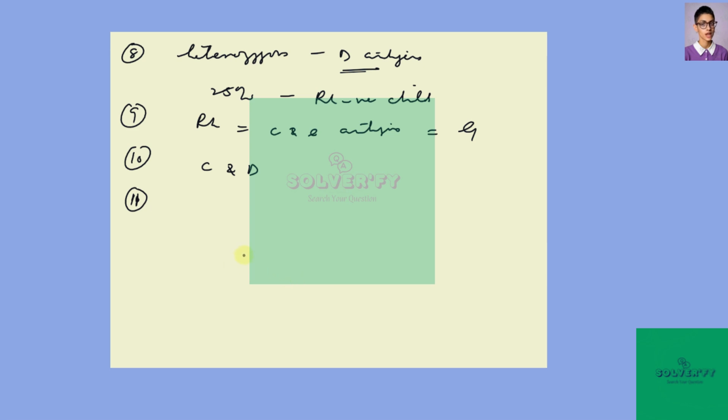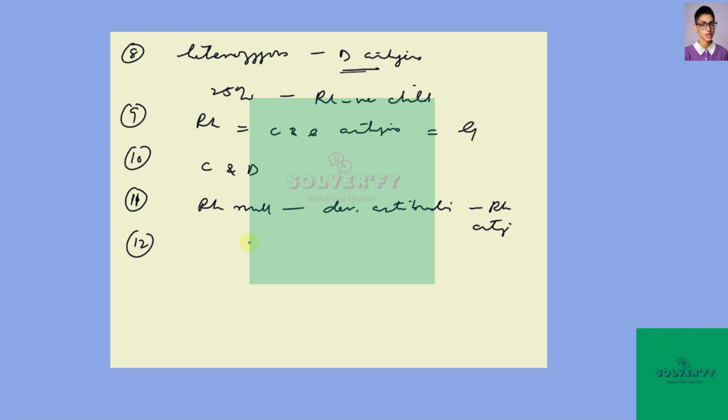Another question asked is, what is the clinical significance of Rh null phenotype? Its significance is that individuals with this phenotype, which is Rh null, can develop antibodies against Rh antigens, which leads to transfusion reactions.